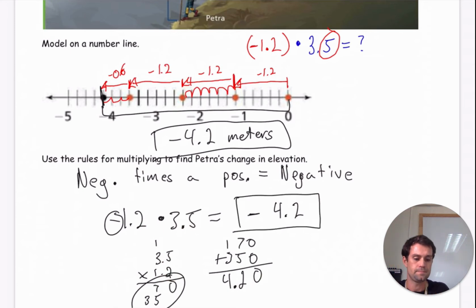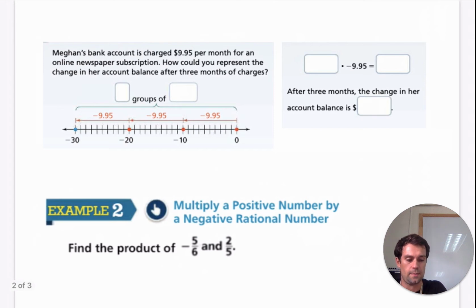Okay, so let's look at this one. Megan's bank account is charged $9.95 per month for an online newspaper subscription. How could you represent the change in her account balance after 3 months of charges? So it's going to be 3 groups of the charge. The charge tells us that it is going to be negative, so it will be negative 9.95. And we can model this on our number line. So we can take 3 times negative 9.95.